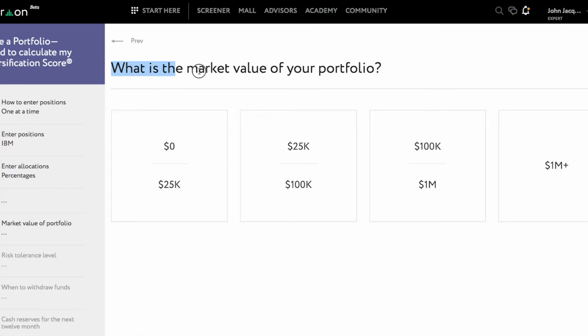The third step is calculating the total market value of our portfolio. This could range from anywhere from 0 to 25,000, or if you're a heavy investor, you could have more than $1 million. Let's just say that we had somewhere from 25,000 to 100,000.